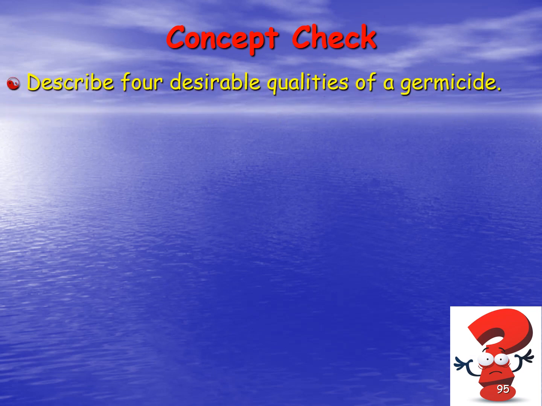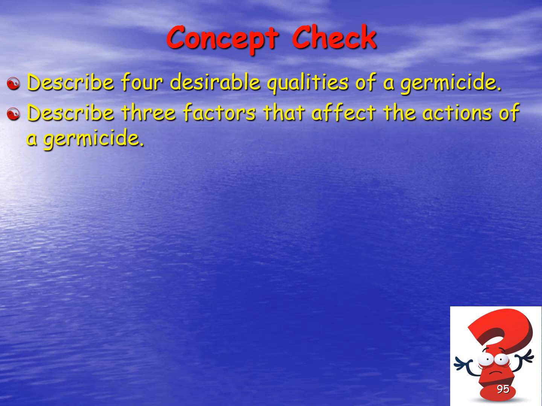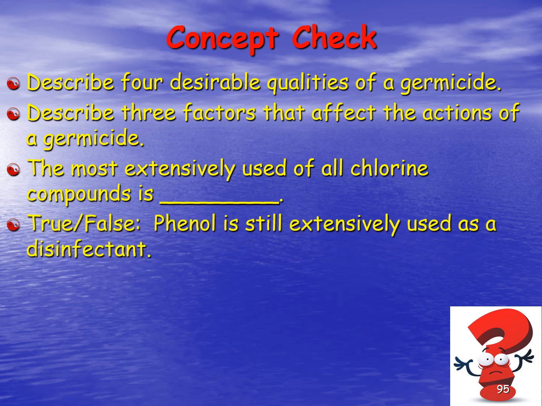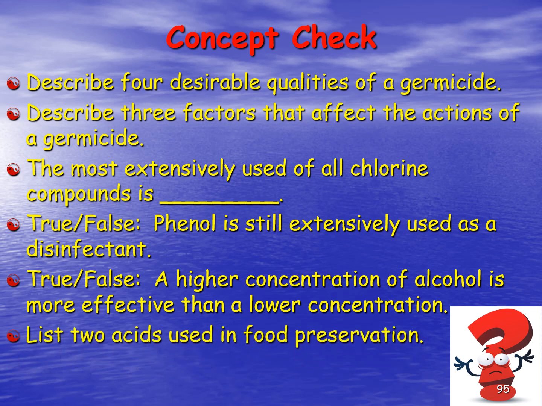So, concept check. Describe 4 desirable qualities of a germicide. Describe 3 factors that affect the action of germicides. The most extensively used of all chlorine compounds is what? True or false, phenol is still extensively used as a disinfectant. True or false, a higher concentration of alcohol is more effective than a lower concentration. And list 2 acids used in food preservation.